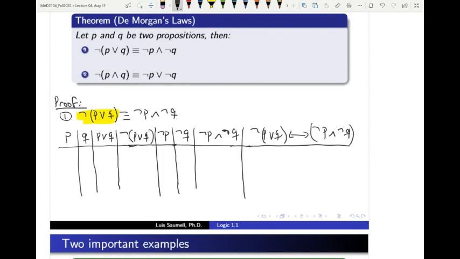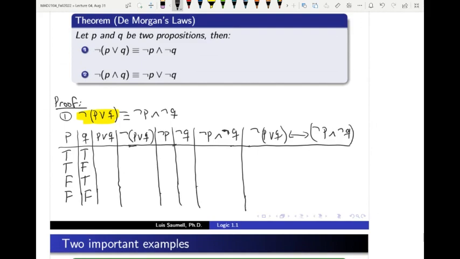Okay, so how many rows? 4 rows. What are they? So for P, what are the values? True, true, false, false. And then for Q? True, false, true, false. Yes? And now once you have this prepared, this is the preparation of the table. Now we start filling in. Now the table guides you. You just do it one by one. Okay? Column by column, whatever needs to be done.